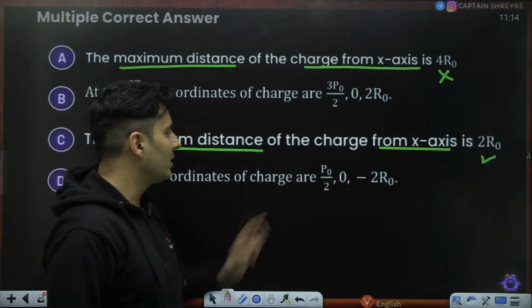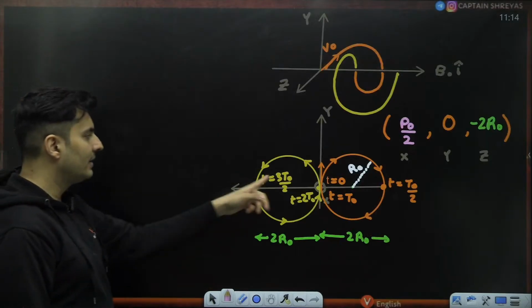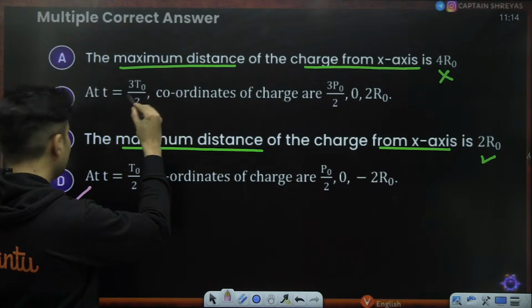P0 by 2, 0 minus 2R0. Perfectly correct, guys. D is absolutely correct. Let's go to B option. That is at 3 T0 by 2. B option is 3 T0 by 2.